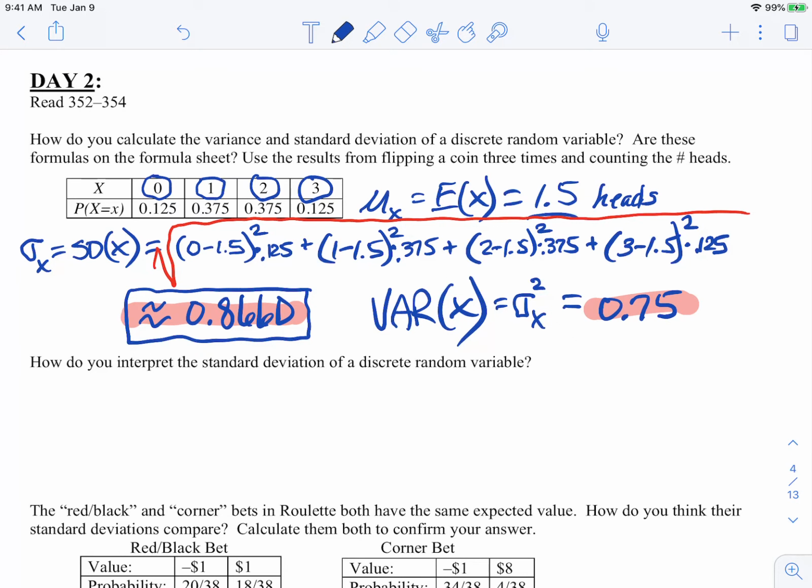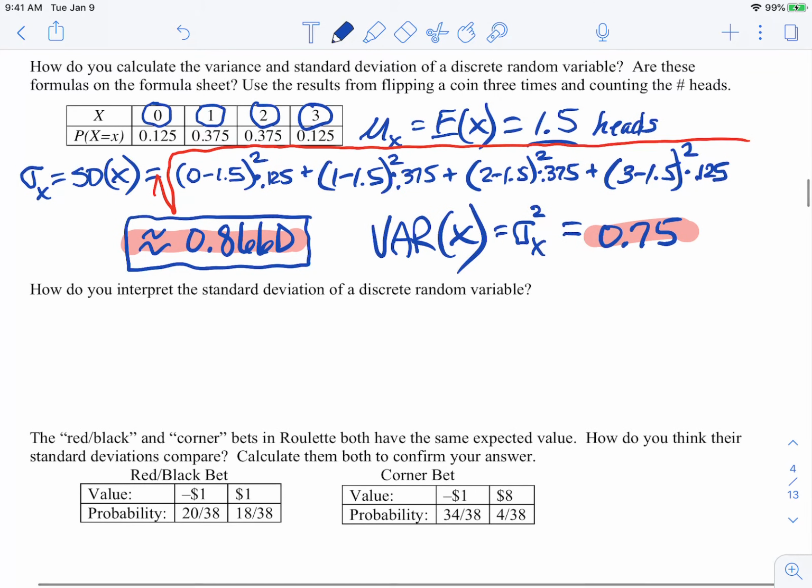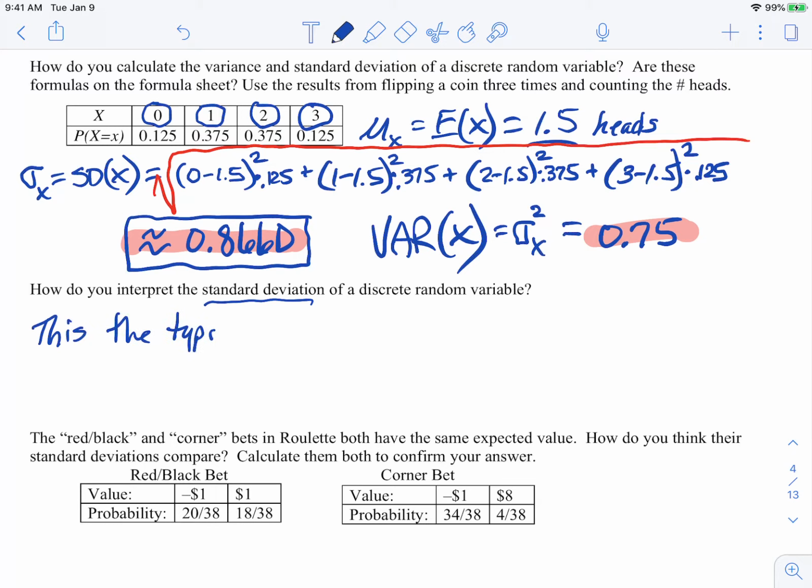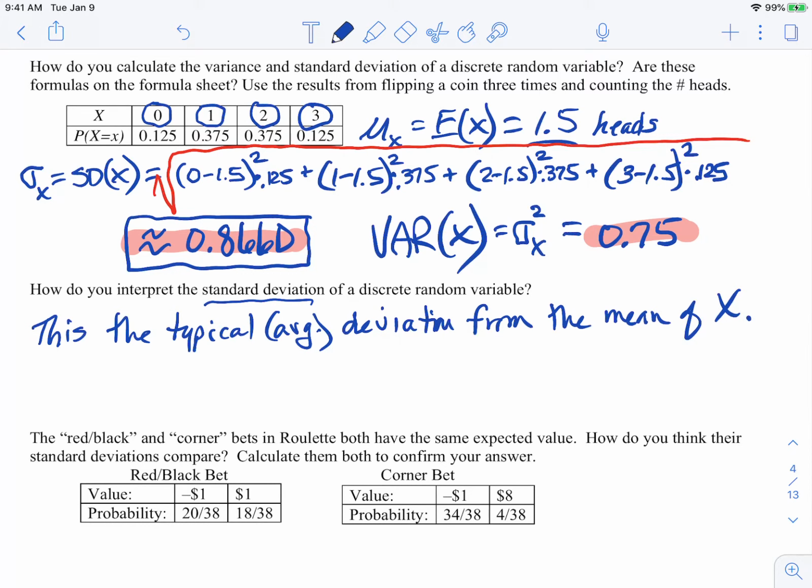All right. How do you interpret the standard deviation? Well, I already did. The standard deviation interpretation: this is the typical, and you can even say average if you want to, the typical deviation from the mean of x. Now, of course, when you're writing this in a problem, you might have to include context.